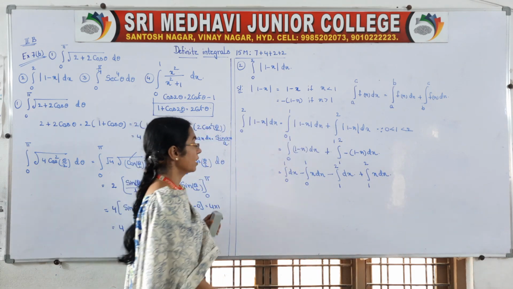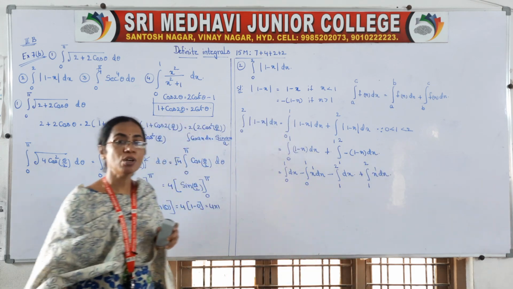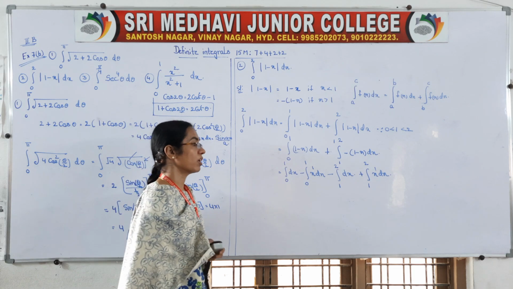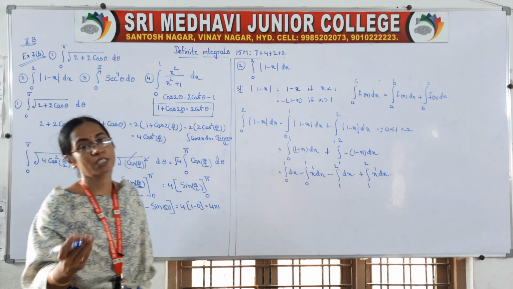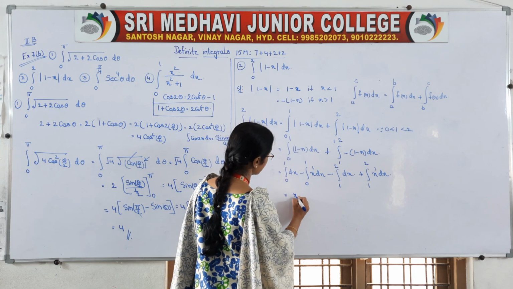Okay, so here x dx, x to the power of 1 into dx. Integral x to the power of n dx form is x to the power of n plus 1 by n plus 1. So integral dx is x, right?